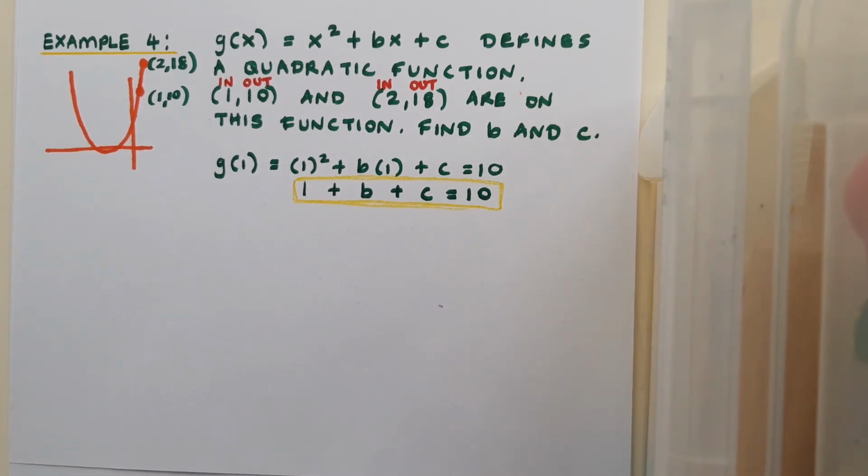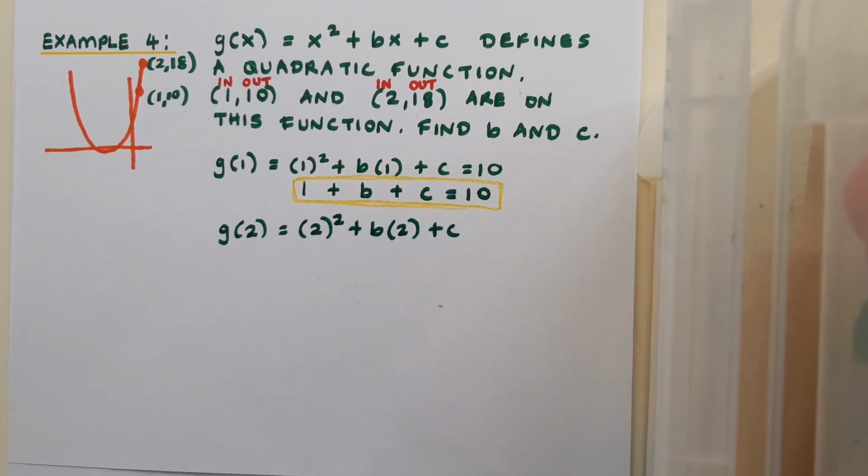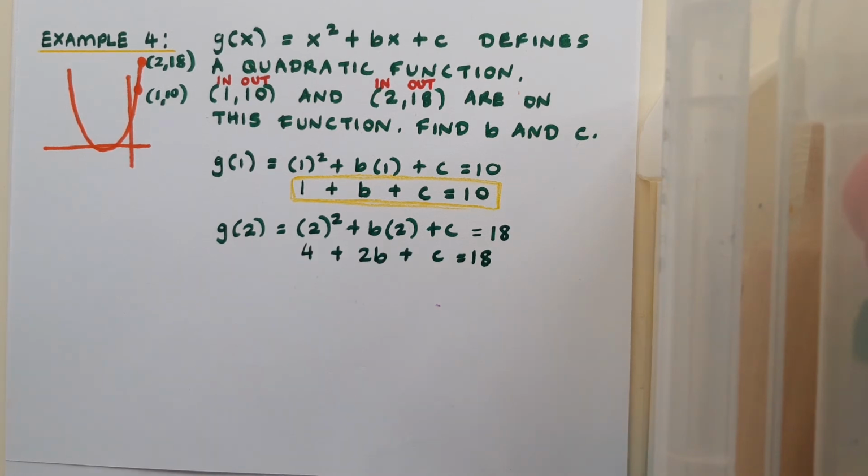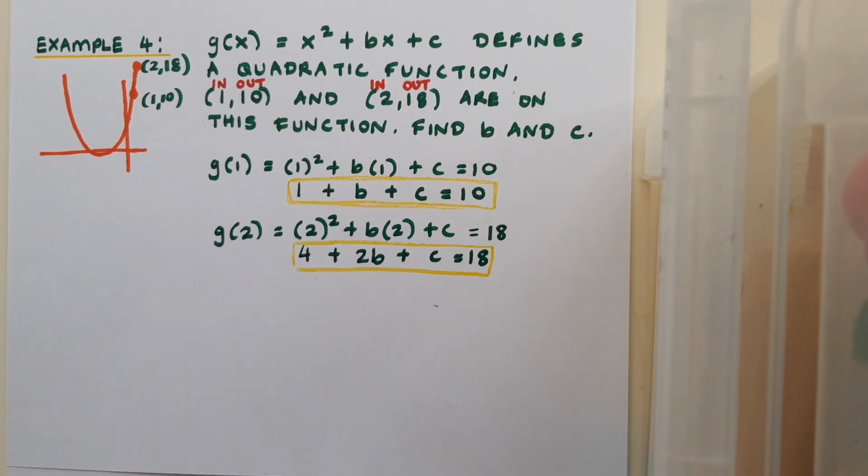And I'm going to move on to my second point. My second point is (2, 18), so I'm going to use an input of 2. That means replace all the x's with 2. And of course my result this time is going to be 18 because that's the output. Again, I'd like to tidy this up a little bit. So that'll give me 4 plus 2b plus c equals 18.